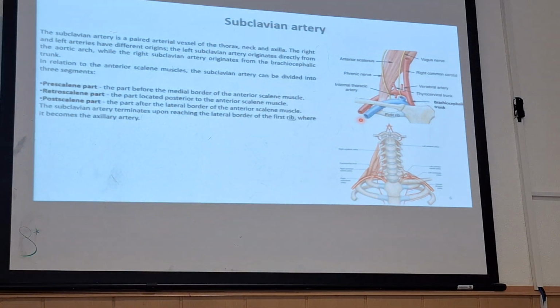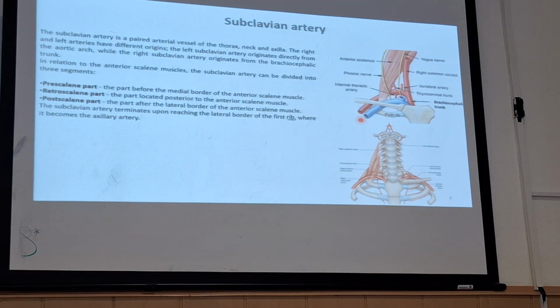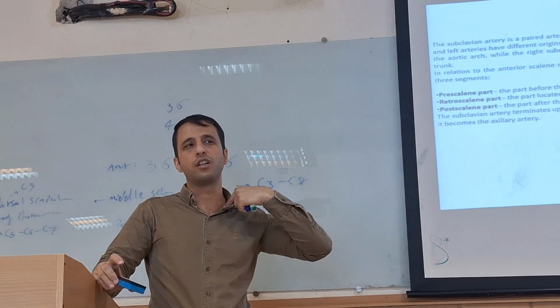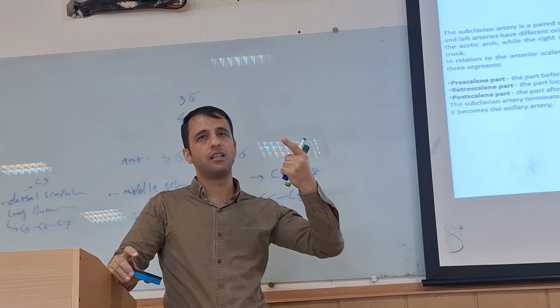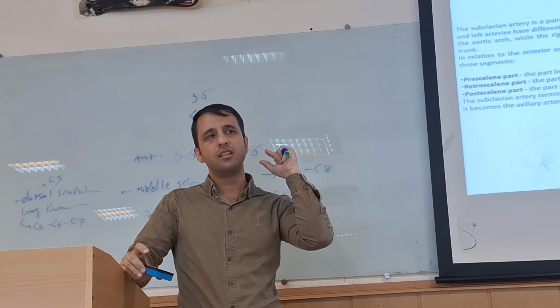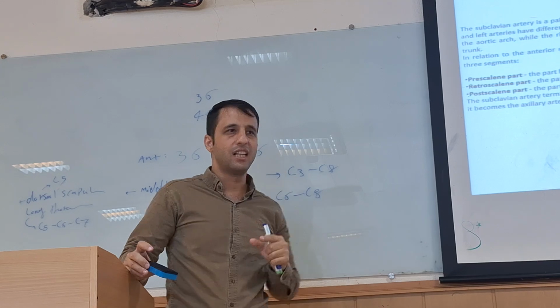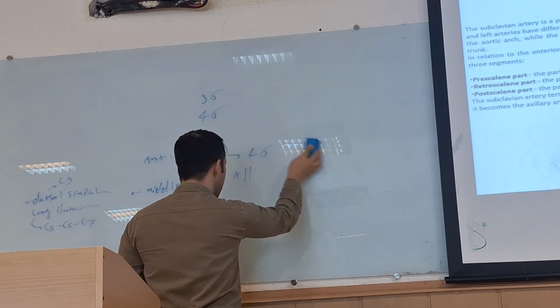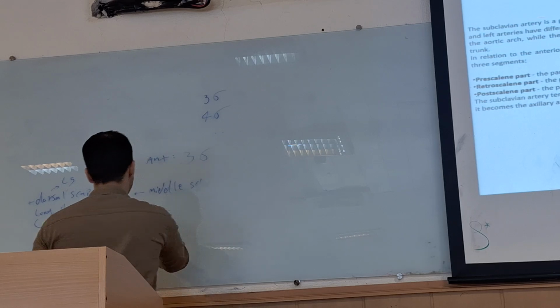So, I said that in the posterior triangle, in the inferior part, we have the supraclavicular triangle. I said that in the supraclavicular triangle I have an artery, the subclavian artery. Now we should assess the branches of the subclavian artery.